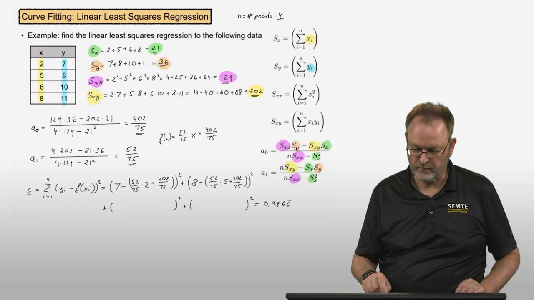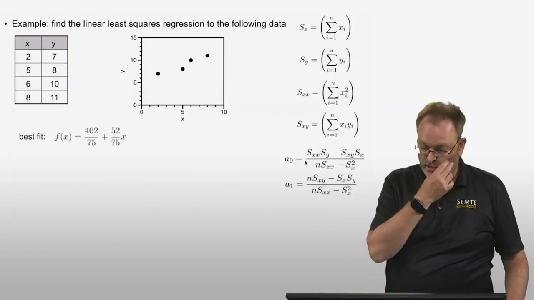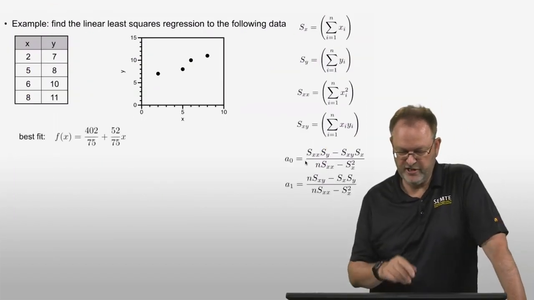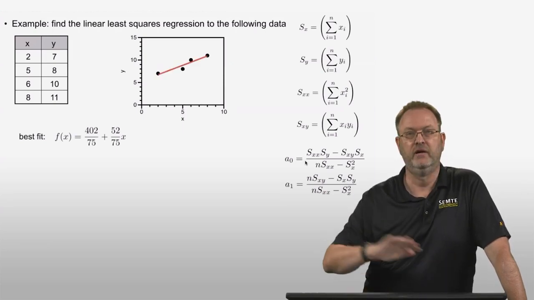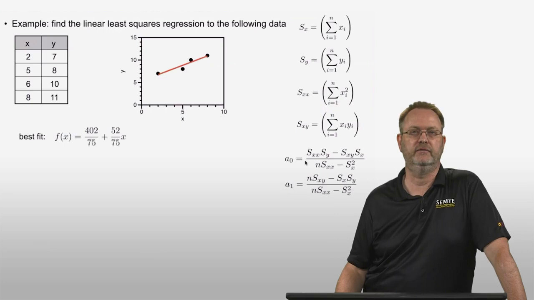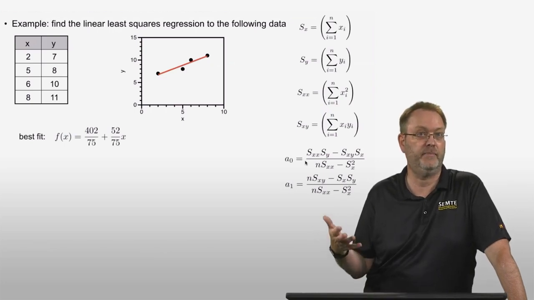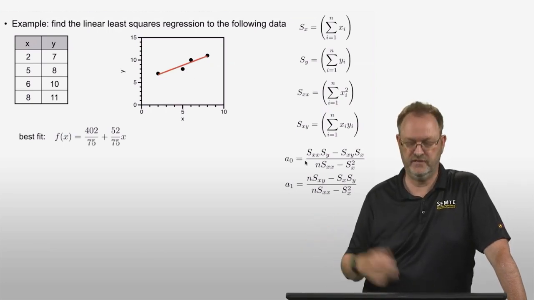Okay. So that's the function that we just derived. And if I draw this function now into the graph, I would get this red line here. And that's the line that best fits this data set.